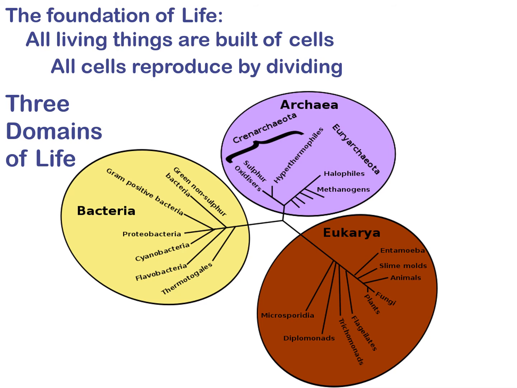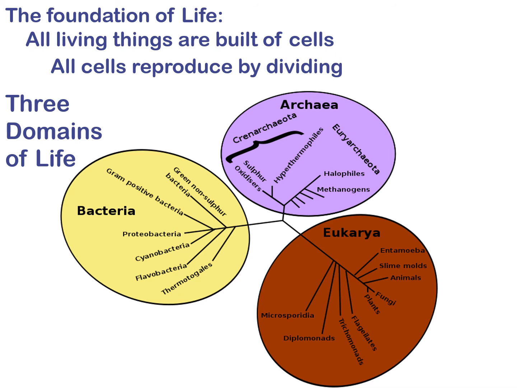All life is a set of these complex organic molecules. They're packaged in something like a cell, and they undergo chemical reactions and self-regulate and self-propagate or reproduce that way. So all living things are built of cells. All cells reproduce by dividing.